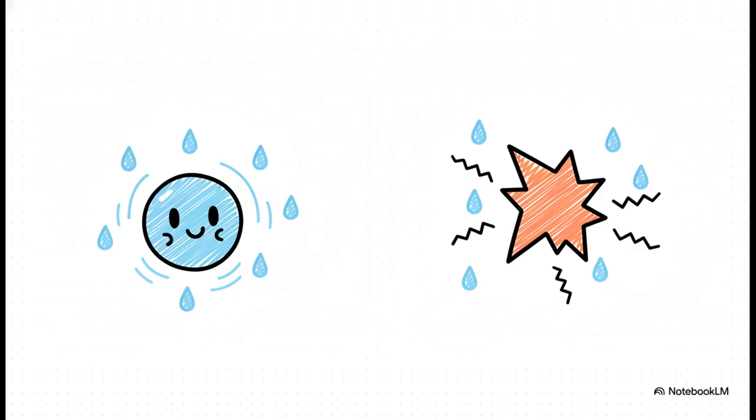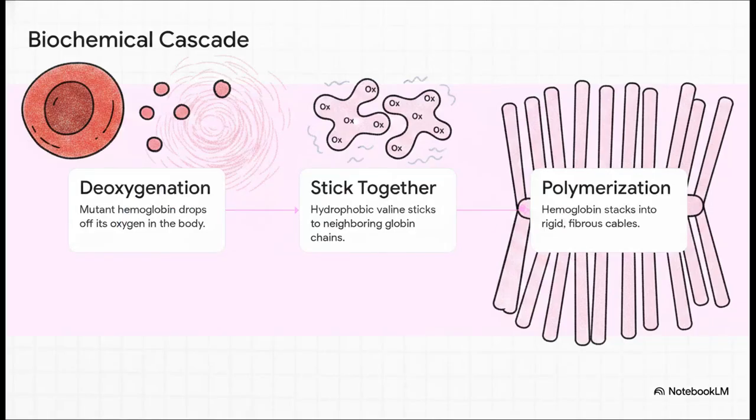And here is the absolutely critical detail. Valine is hydrophobic. It literally fears water. So instead of a water-loving component, you suddenly have a water-fearing one embedded right into the hemoglobin structure. So how does that actually play out? Let's walk through the precise biochemical cascade that happens when this altered hemoglobin goes to work.